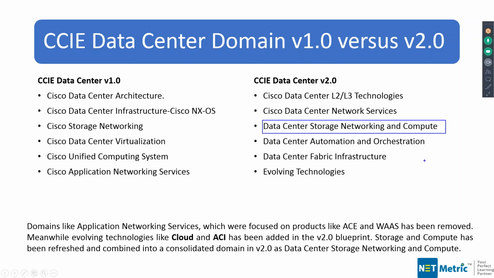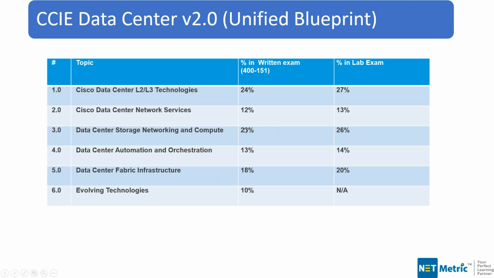If I take you further ahead, what are the things present in this particular data center version 2? First is Cisco Data Center Layer 2 and Layer 3 technologies. These are the technologies with respect to Layer 2 and Layer 3. If I say, the vPC, VDC technology, STP, OSPF, EIGRP are all the same over here. And the IS-IS protocol, IGMP, all these things will be there in Layer 2 and Layer 3 technologies.